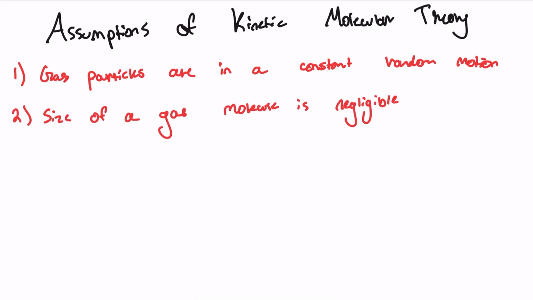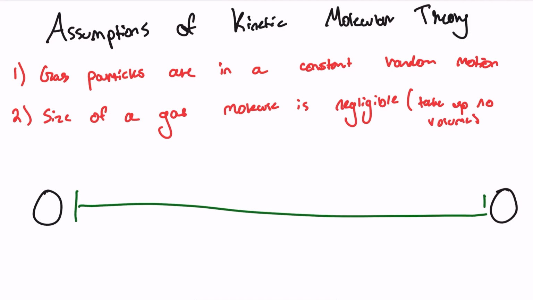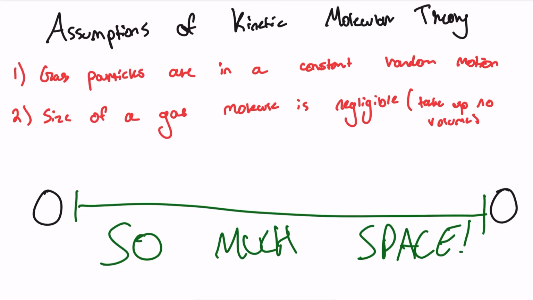The second assumption that we make is that the size of a gas molecule is negligible when compared to the space between it and another gas molecule. Because of this, we assume that gas molecules take up no actual volume. And again, this is because if we had a gas, the distance between our two molecules is insanely massive. There's just so much space, and so the actual size of our molecule doesn't matter.